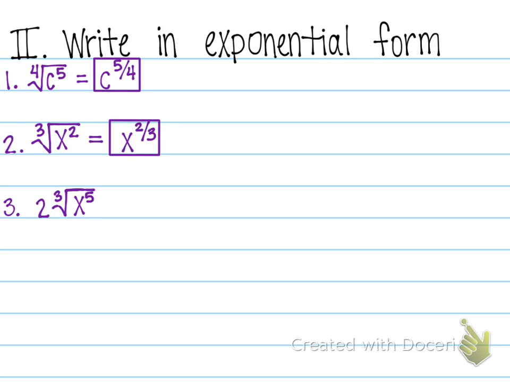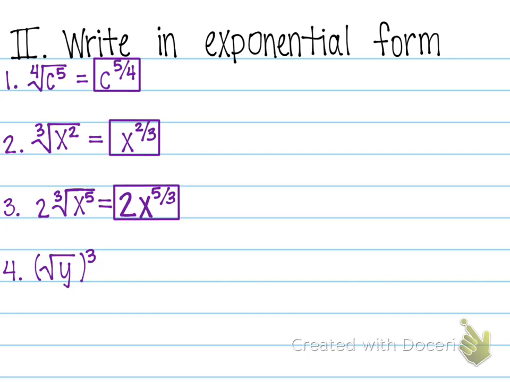Okay, now this time we have something outside of our radical. So this is similar to one that we had in the last section. So we do not want to put parentheses because that 2 is not included inside our radical. So our 5 is our exponent and our 3 is our index. So we're going to have 2 times x to the 5/3. Okay, so no parentheses there, meaning the only thing that gets the 5/3 would be our x.